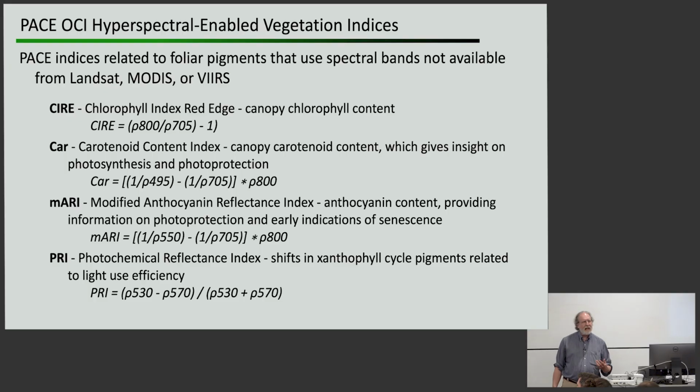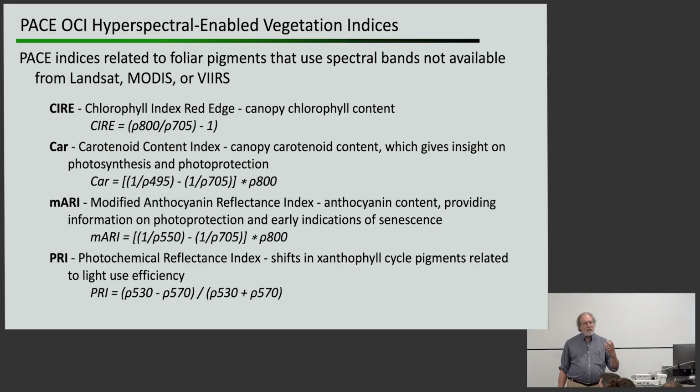We can't do with Landsat. And these are indices that generally are related to leaf foliar pigments. So there's a chlorophyll index, and it's related to basically the absorption of light by chlorophyll in the canopy. Carotenoid index, again, related to the fraction of carotenoids in the canopy. And chlorophyll is basically driving photosynthesis. It's the potential for photosynthesis. Carotenoids are pigments that are used for photoprotection, and they also can help enhance photosynthesis.